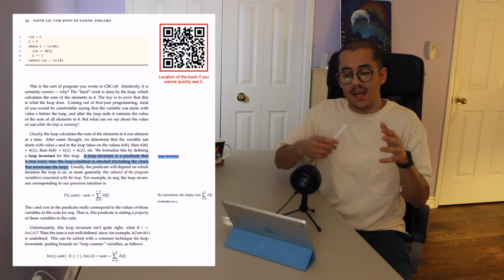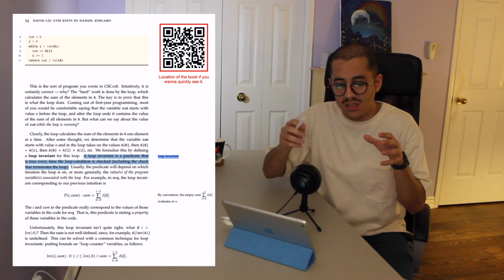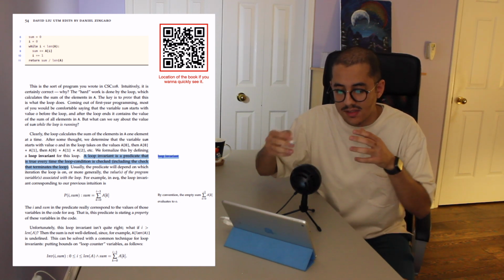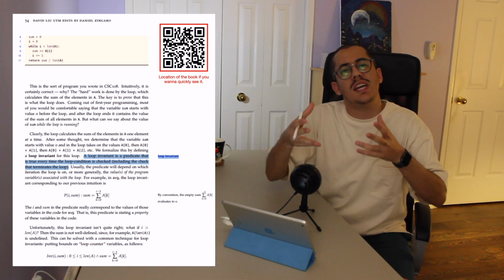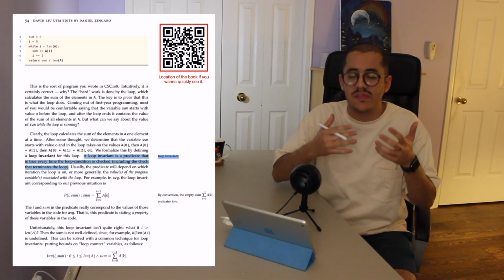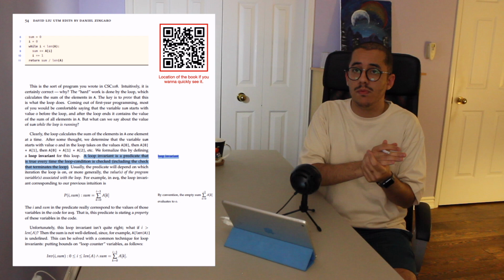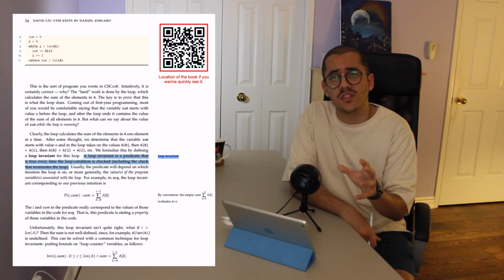Now, if you take a look at page 54 of your notes, it talks about loop invariant, and it gives you more insight into what's going on and a little bit more clarification that I think is going to be really helpful to you guys. So definitely check that out.